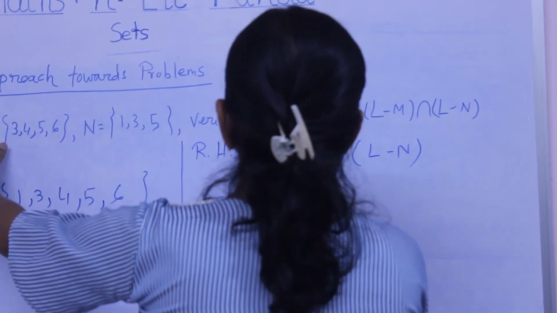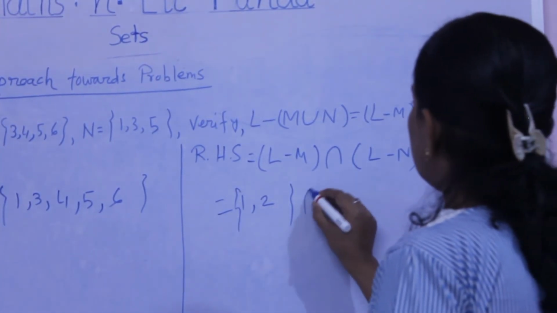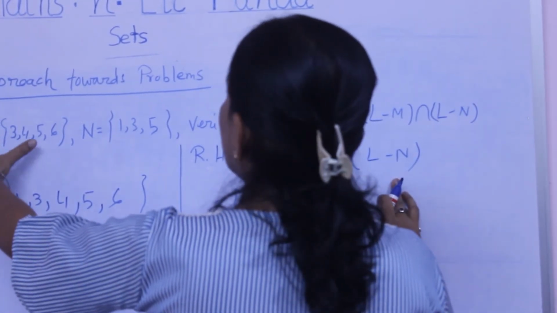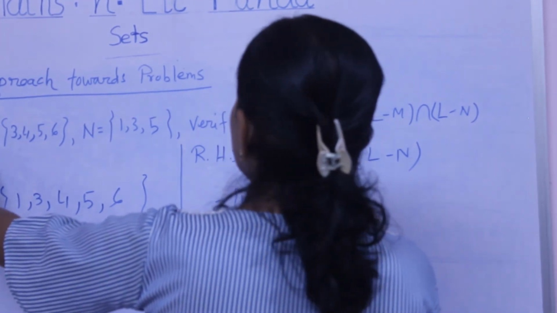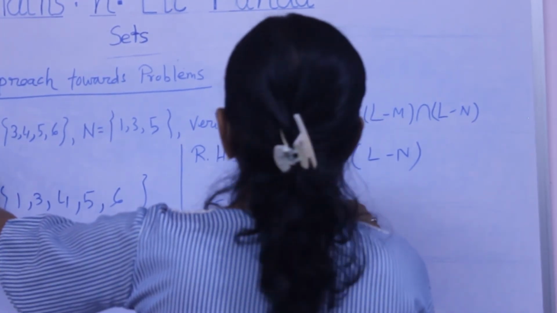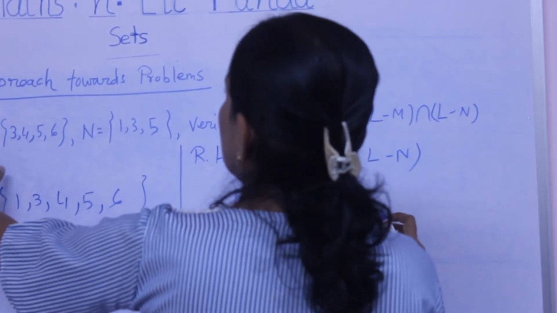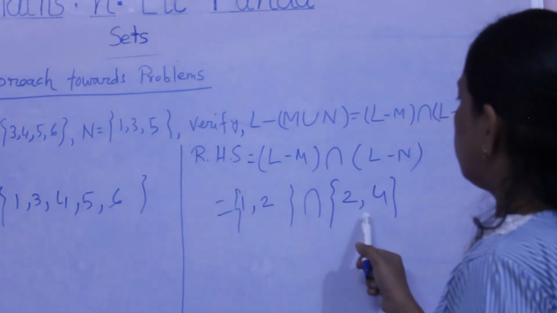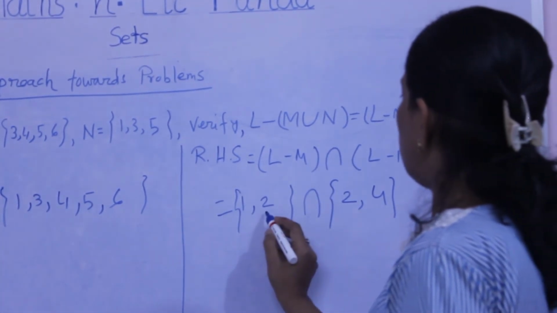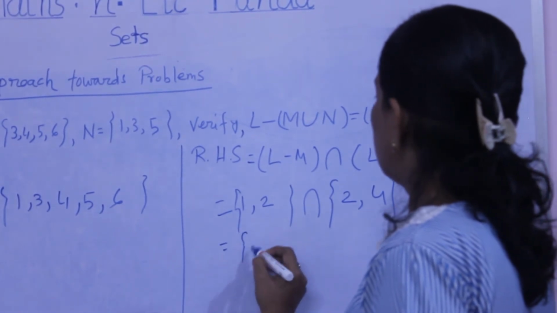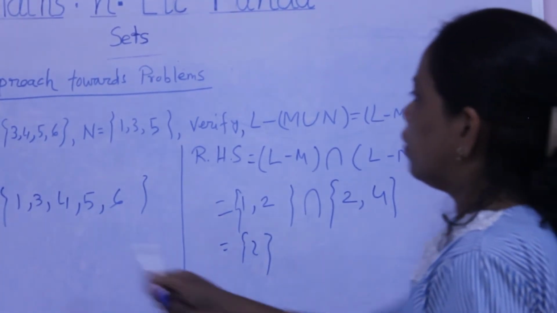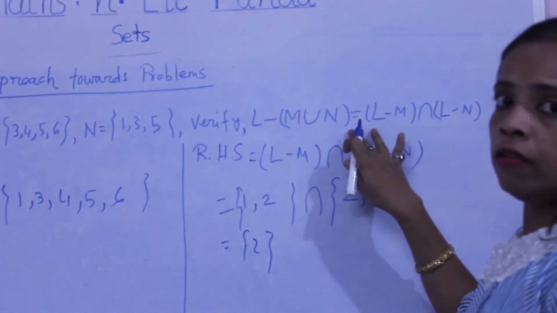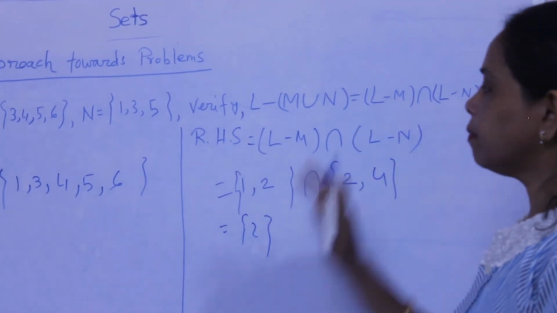So 1 and 2, L minus N is 1, 2. Intersection L minus N. So L minus M is the elements present in L but not in M, that is 2, 4. So now the intersection of these two sets, that is the common element we have to find. So the common element is 2. So the left hand side is equal to the right hand side. So this expression is true. Okay students?